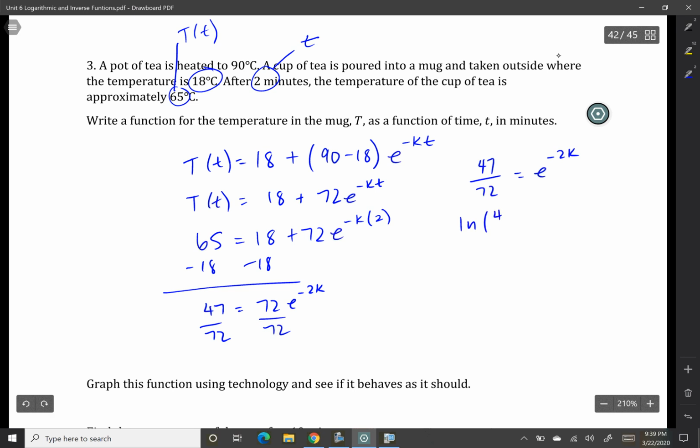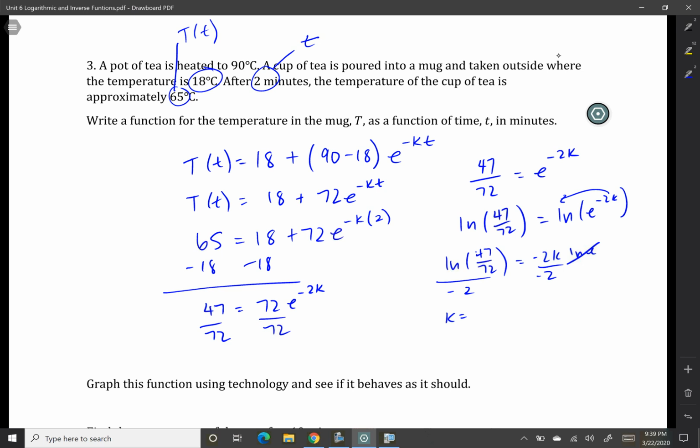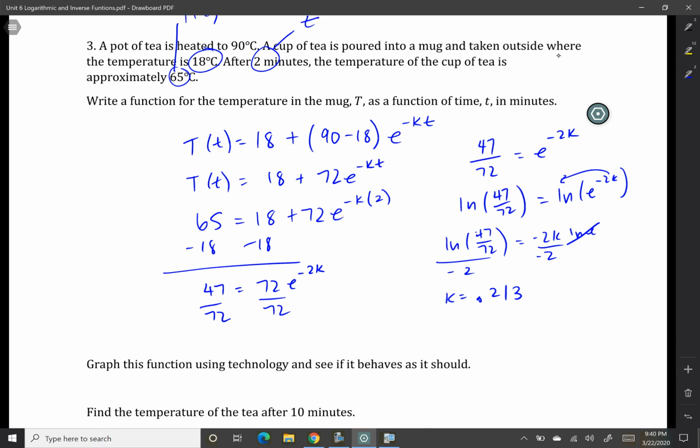Natural log both sides. Calculator's going to do all the work, so it doesn't matter. Toss that negative 2k up front. Ln of e becomes 1, and divide by negative 2. And we now know the k value. So if we type that into my calculator, ln of 47 divided by 72 divided by negative 2, we get a positive 0.213. Now, this wants us to write the function. So to write the function, I have to replace back in T of t.